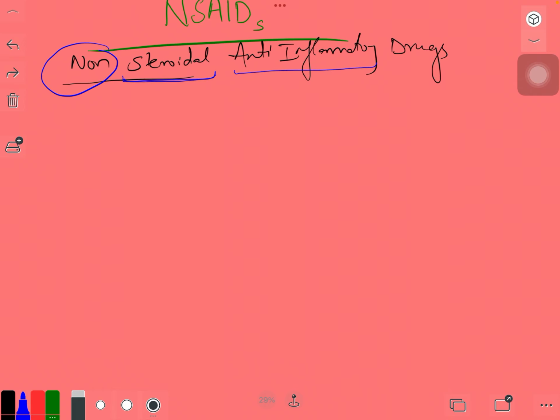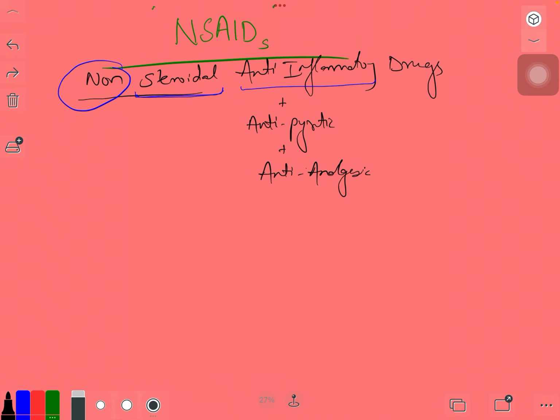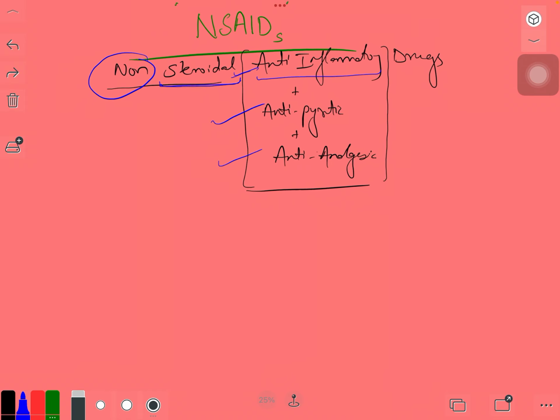However, there are also two other things that we need to know along with the anti-inflammatory property of the NSAID: it is also antipyretic and analgesic. Whenever we talk about some sort of NSAID drug, we try to differentiate all those drugs on the basis of these three main properties. So NSAID, non-steroidal anti-inflammatory drugs, also covers the antipyretic property, analgesic property, and the anti-inflammatory property.